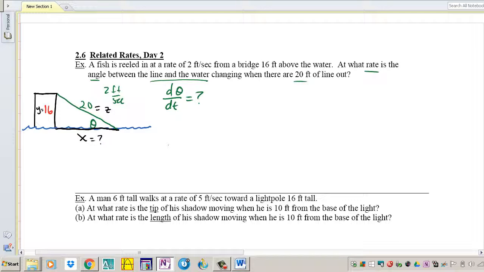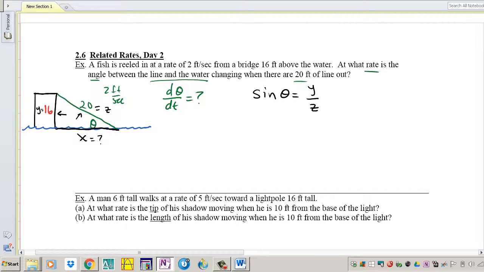Now, I need to construct an equation that involves theta from what I'm given. So what am I given? I'm given the opposite of this triangle. This is my opposite. I'm also given the hypotenuse of this triangle. And from trigonometry, we know that there's a trigonometric function that involves opposite and hypotenuse, and that is a sine function. y represents my opposite, and z represents my hypotenuse.